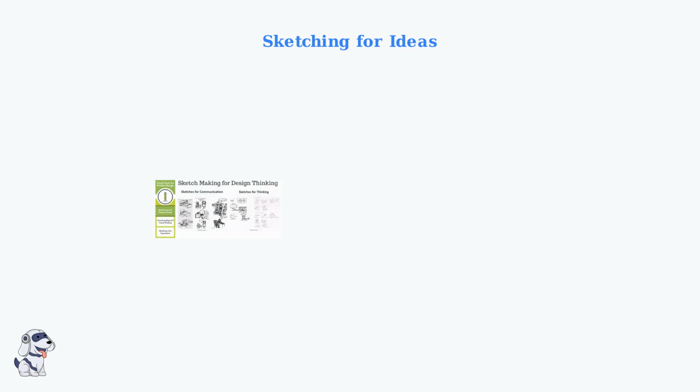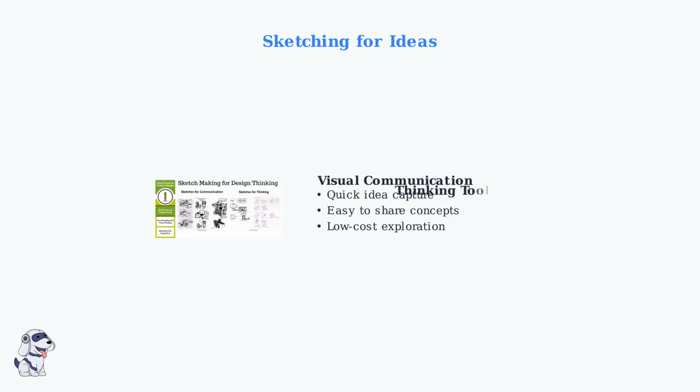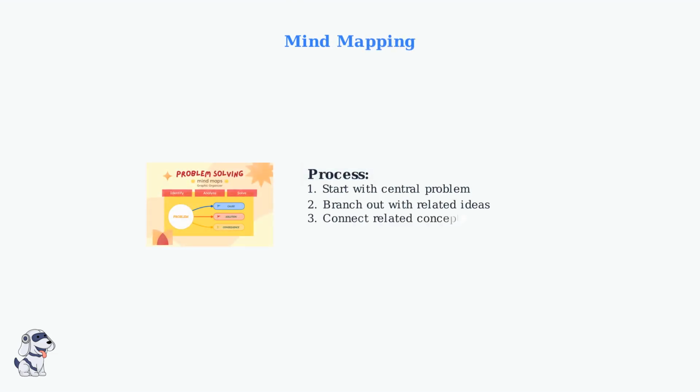Sketching serves dual purposes in ideation. It's both a communication tool for sharing ideas quickly and a thinking tool that helps clarify and develop concepts. Mind mapping helps organize ideas visually. Start with the central problem and branch out with related concepts, creating connections that often spark new solutions.